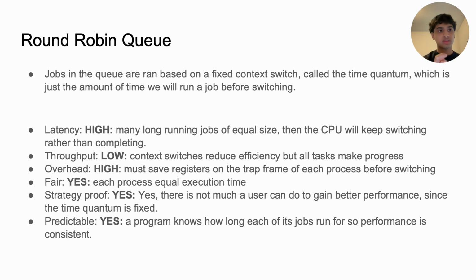Now, if you know about context switching, this can cause a lot of overhead, because let's say we have a queue filled with a lot of tasks of the same size.